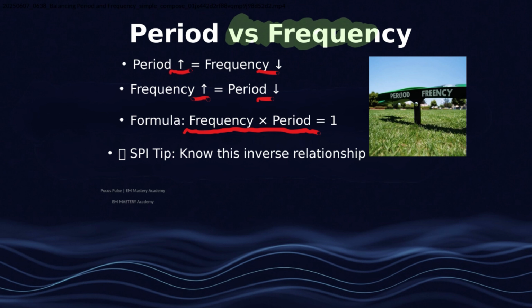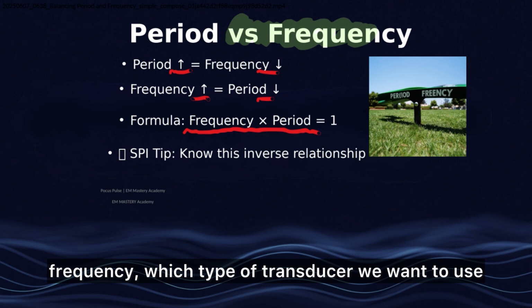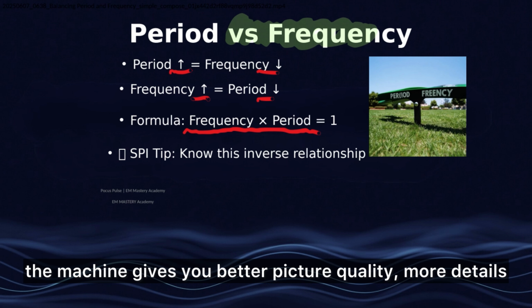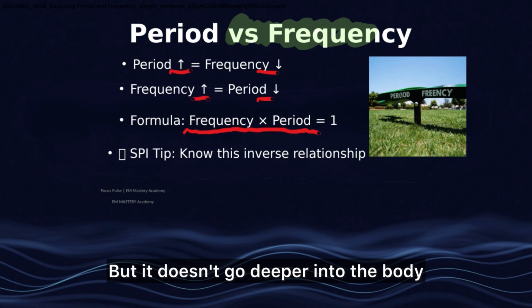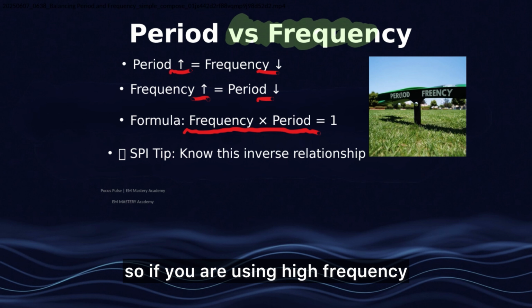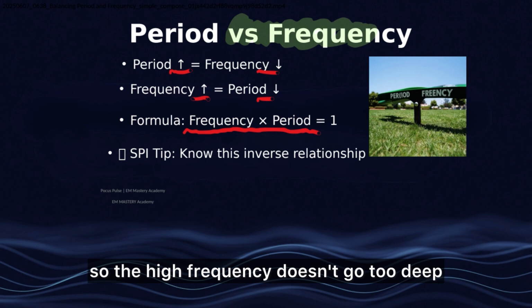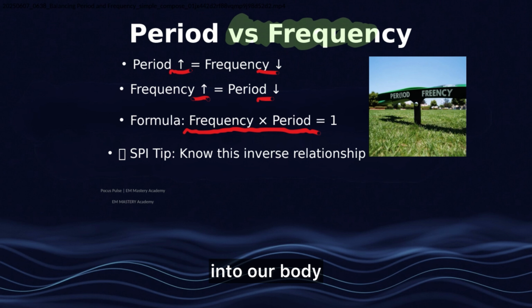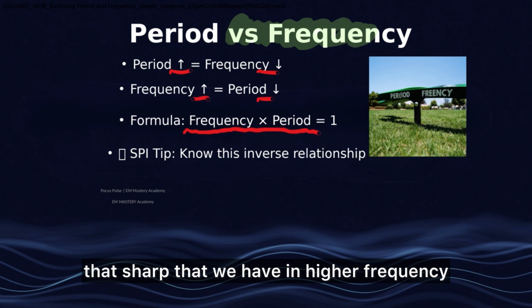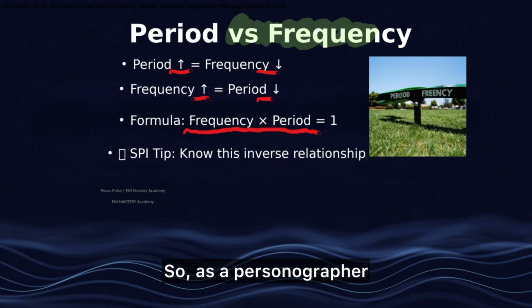So why is this important for us? Because we should know which type of frequency, which type of transducer we want to use. If you are using high frequency, the machine gives you better picture quality, more details, the best resolution, but it doesn't go deeper into the body. So if you are scanning something deep in the abdomen, like the liver, the spleen, or the aorta, high frequency doesn't go too deep into our body. So what type of frequency should we use here? Lower frequency, because you want to go deeper, but the image is not as sharp as we have with higher frequency. So as a sonographer, you must choose what you need more: more detail or more depth. It depends on your goal, your aim.